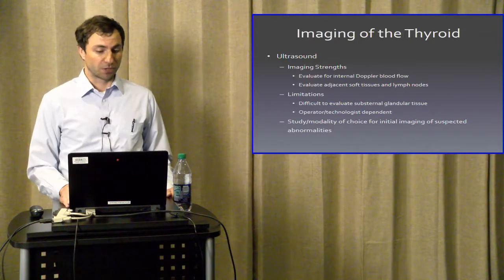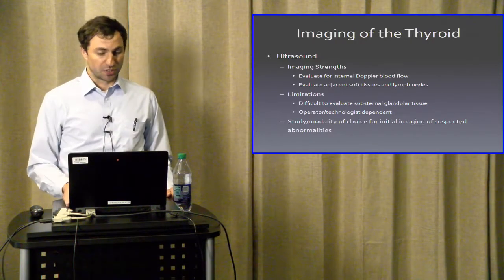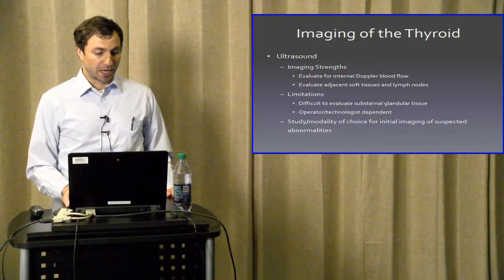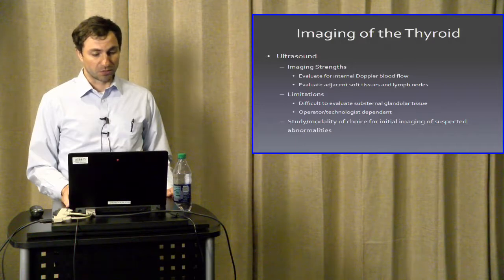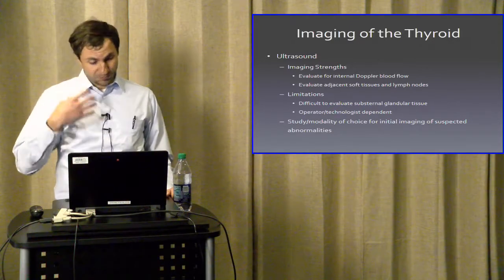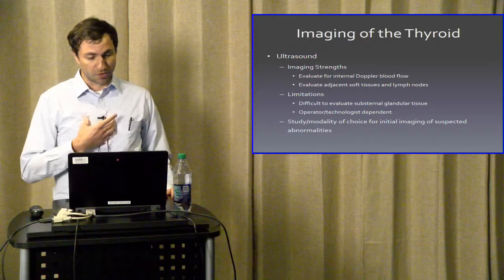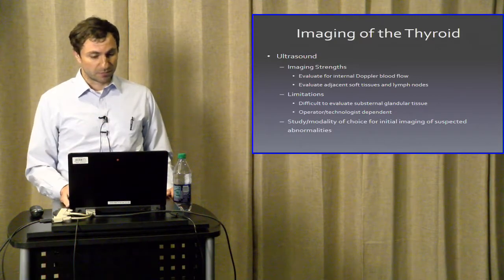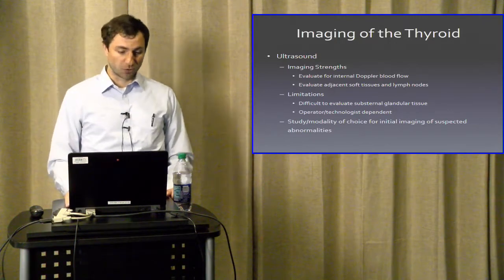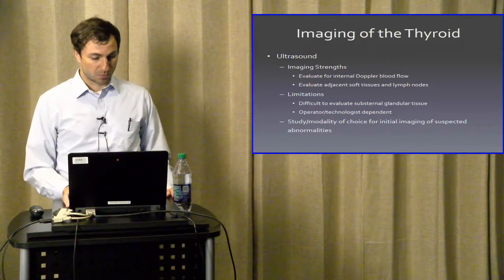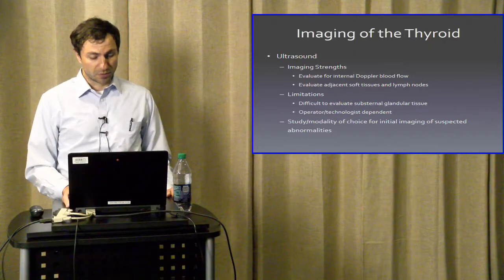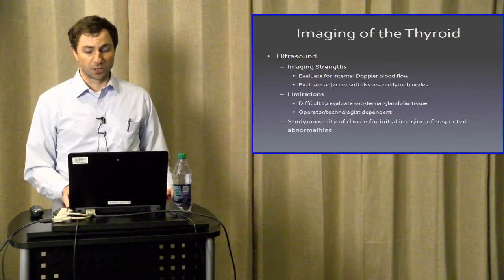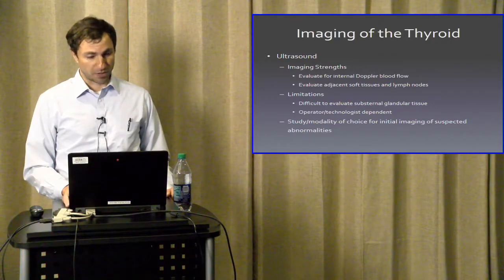We can use Doppler flow to try to distinguish between solid and cystic nodules, and if there are abnormal lymph nodes in the area, we can see those with ultrasound as well. The limitations: any nodule or portion of a thyroid that extends below the sternum is difficult to evaluate with ultrasound, and there is some operator dependency involved. But it remains the modality of choice for the initial workup of suspected thyroid abnormalities.